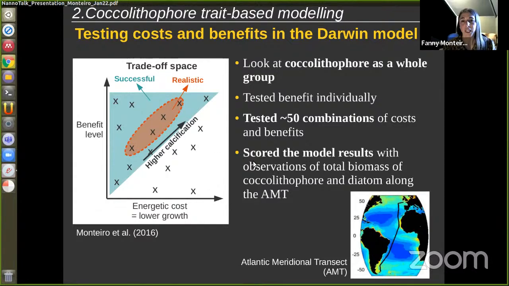Then we scored the model results with observations of total biomass of coccolithophore and diatom along the Atlantic meridional transect, which has a lot of observations and also crosses the key provinces of the ocean. And then we're able to find which experiments were realistic and which were not.